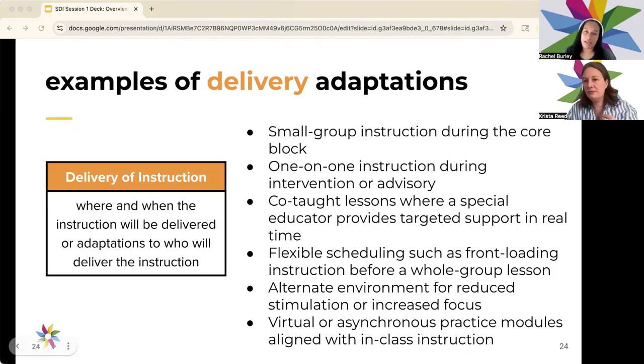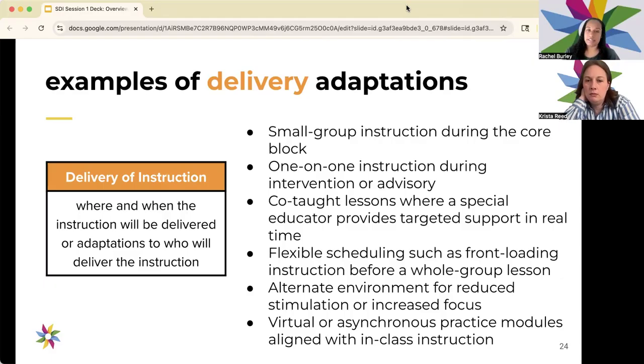So, the third type of adaptations that you might make for a student under SDI would be delivery adaptations. And so, when we talk about delivery, we're talking about who is delivering the instruction or where is the instruction being delivered. And so, one of the things that we see most often is the use of small group instruction during a general education classroom. We might see one-on-one instruction during an intervention or advisory period. Maybe it's a co-taught lesson where the special education teacher provides more targeted support aligned to students' needs in real time.